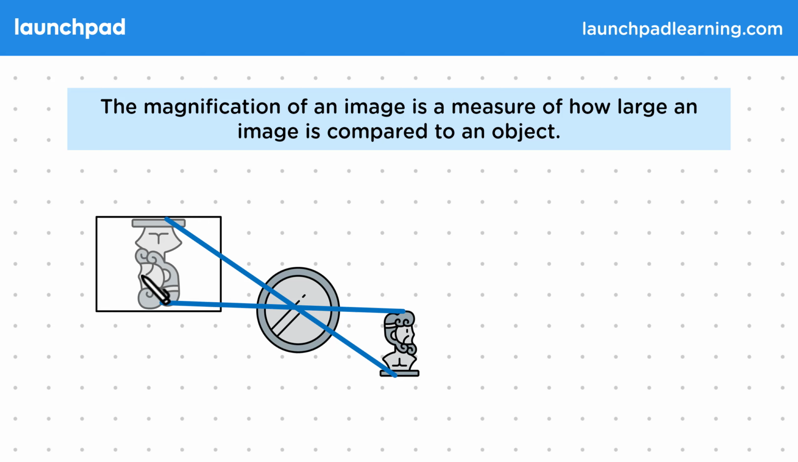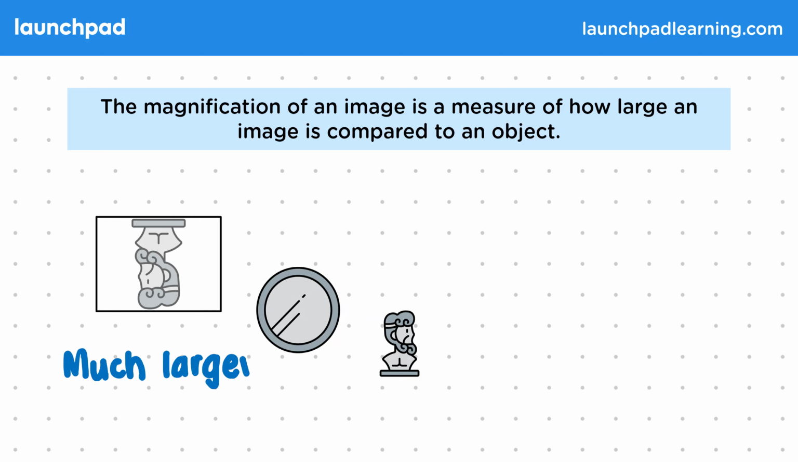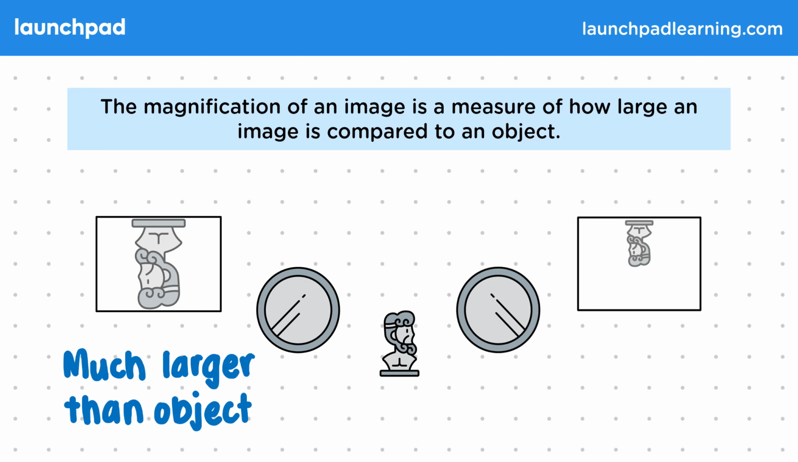For this image, we can see that it is much larger than the object. The light rays from different points on the object converge further apart from each other in the image, so the image appears to be larger. The magnification is then a measure of how much larger the image will be. We could also measure the magnification of an image like this.